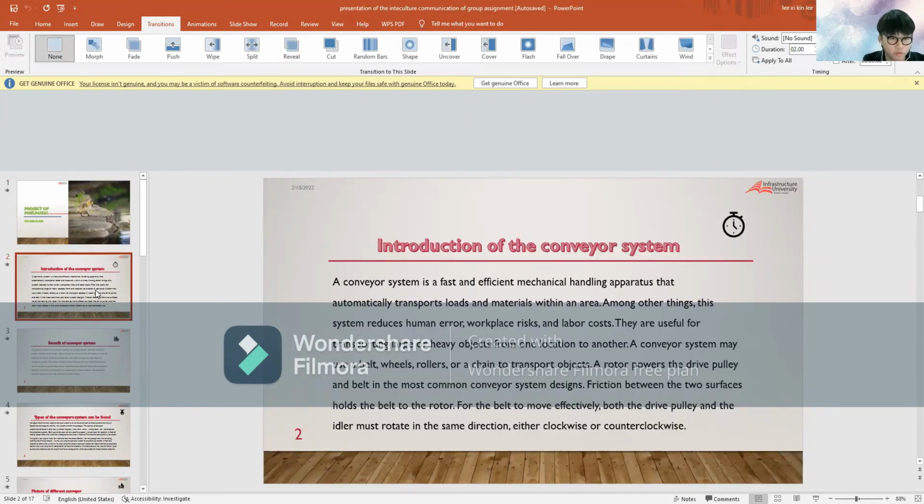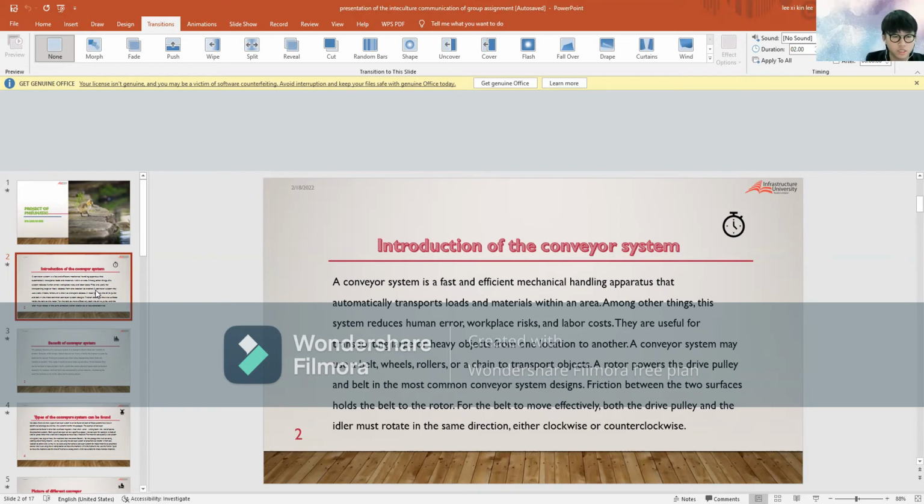Introduction: before we start our project, we need to know what a conveyance system is. A conveyance system is a fast and efficient mechanical handling apparatus that automatically transports a load and material within an area from one place to another. Simply put, among other things, this system reduces human error, workplace risk, and labor cost. They are useful for transporting large or heavy objects from one location to another.